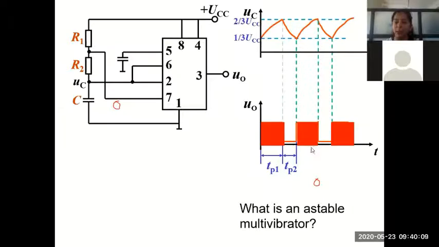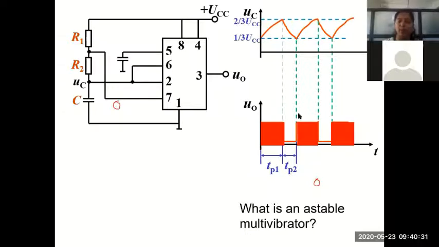Logic 0 is 0 volts. Logic high is VCC, whatever VCC we connect in this circuit. Remember, a timer can work with VCC ranging from nearly 3 volts to 18 volts. You can give any supply voltage anywhere between 3 to 18 volts.